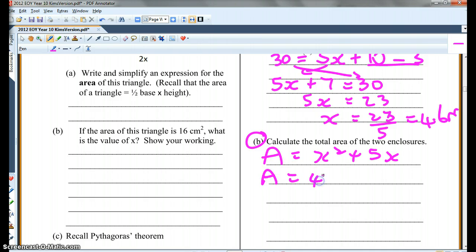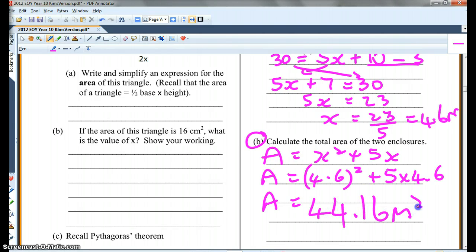Area equals 4.6 squared plus 5 times 4.6. So our area equals 4.6 squared plus 5 times 4.6 on your calculator, which is 44.16 metres squared, which agrees with the answer. And that's excellent. So that's good, done. Oh, and I'm only seconds away from the 15 minutes maximum.